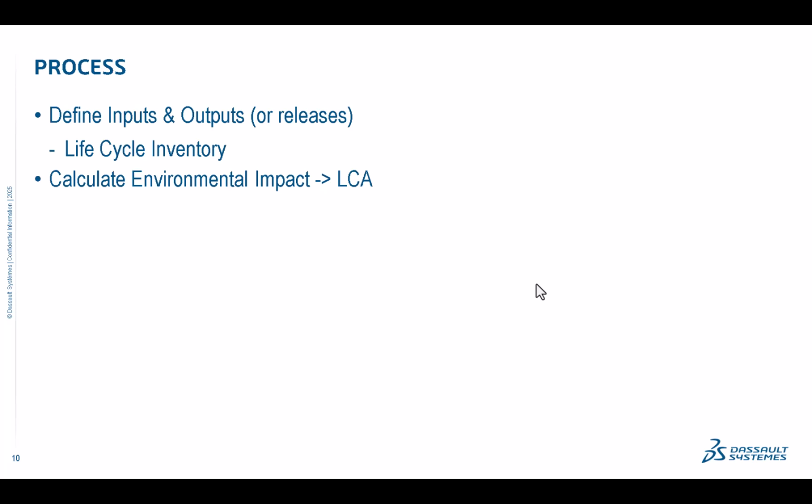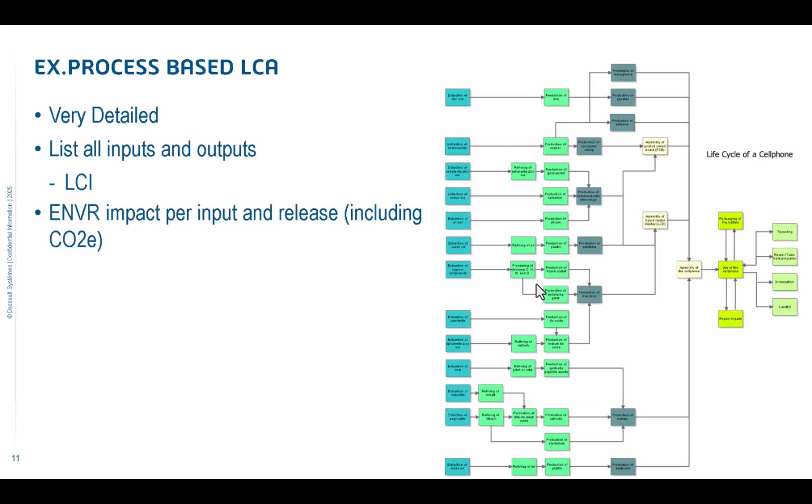And this definition of the inputs and outputs constitutes the lifecycle inventory. And then for each item within the lifecycle inventory, you would calculate the environmental impact in order to develop a lifecycle assessment. And this represents process-based lifecycle assessment. One note is that these life cycle inventories can include a large number of inputs and outputs.